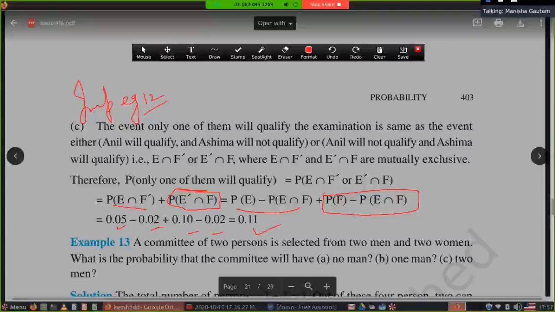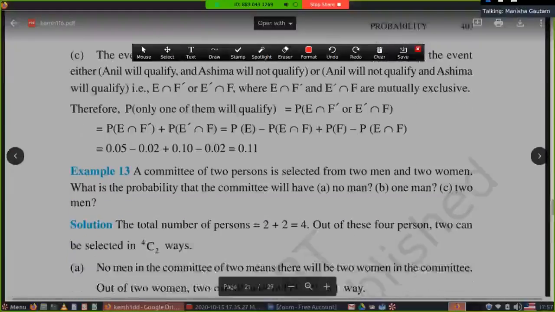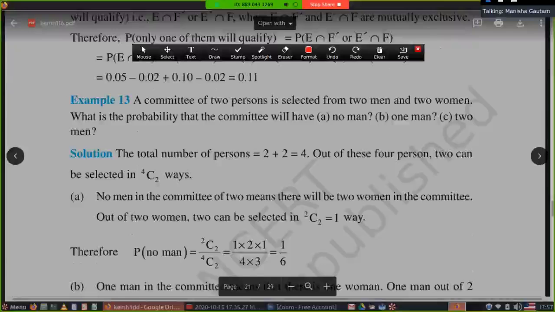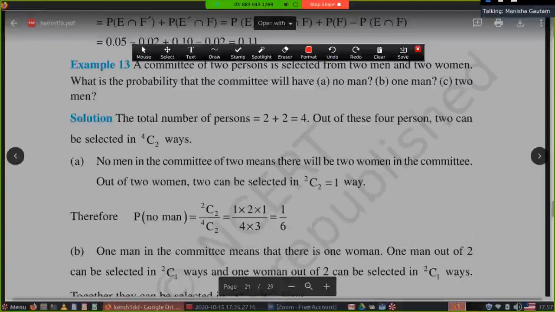Now come to example number 13. A committee of 2 persons is selected from 2 men and 2 women. What is the probability that the committee will have no man, 1 man and 2 men? Here in this, we have to use a combination, as whenever you take cards questions, you will use a combination to calculate the total cases and favorable cases.